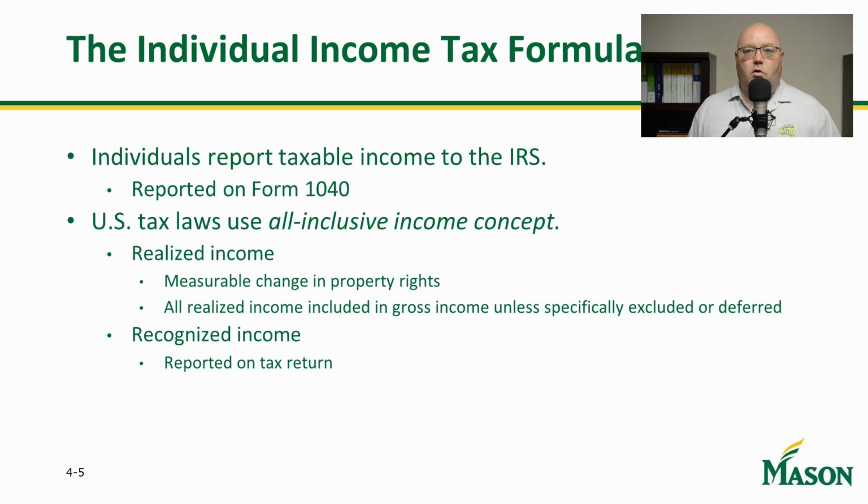U.S. tax law uses an all-inclusive income concept, which basically is that we have two forms of income. We have realized income, and we have recognized income. Realized income is generally going to be larger than the recognized income because there are certain tax deferral schemes or other opportunities to either defer recognition or not recognize it altogether.